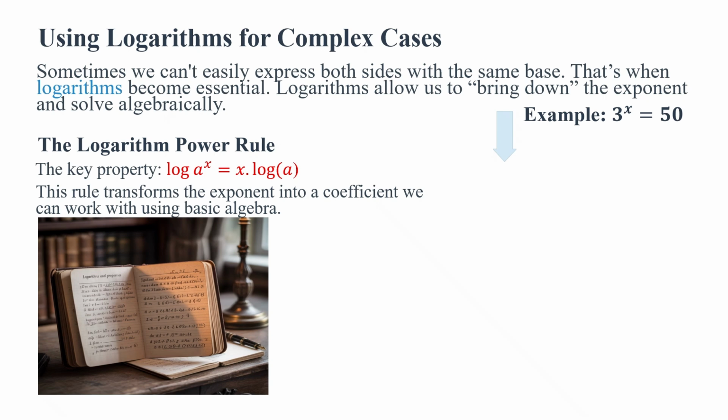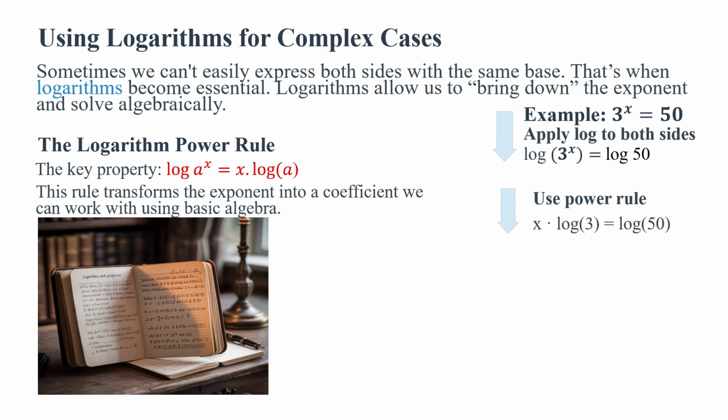Let's see this in action. Suppose we have 3 raised to the x equals 50. We start by applying log to both sides. So we get log of 3 to the x equals log of 50. Next, we use the power rule to bring down the exponent. That gives us x times log of 3 equals log of 50. Now, let's isolate x by dividing both sides by log of 3. So x equals log of 50 divided by log of 3.